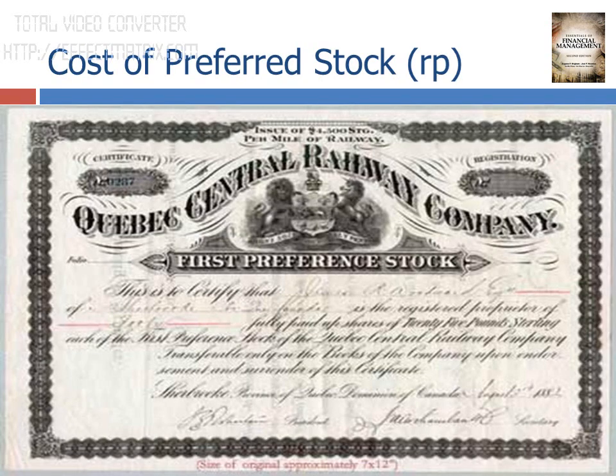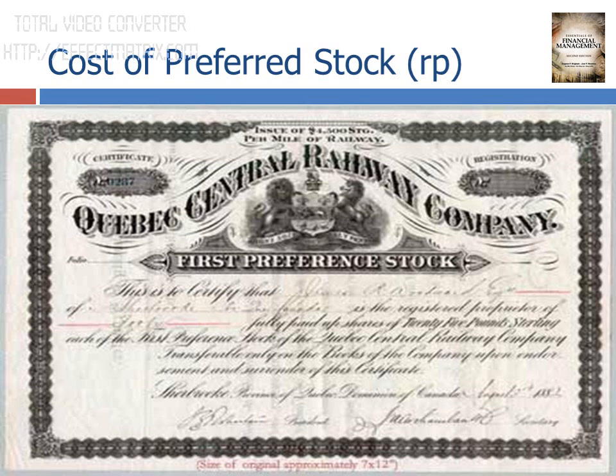Next is the cost of preferred stock. So again, just to review, what's a preferred stock? It's a form of equity. It has characteristics of both debt and common stock. Debt, in that the dividend is fixed, but same with equity or common stock, you're not required to pay it. If you're a corporation, you're not required to pay the dividends.